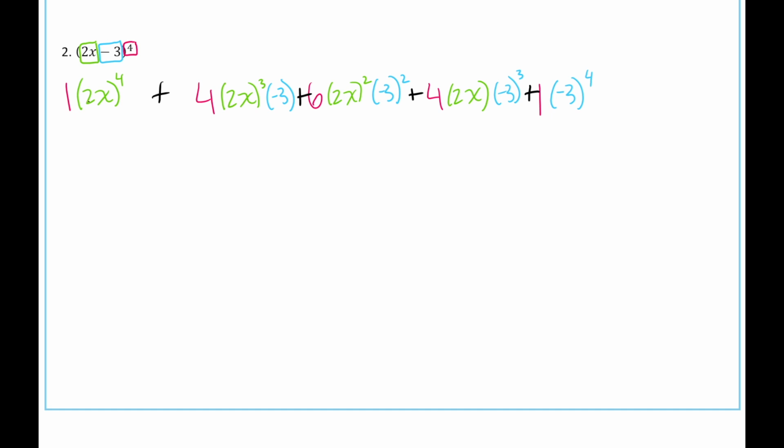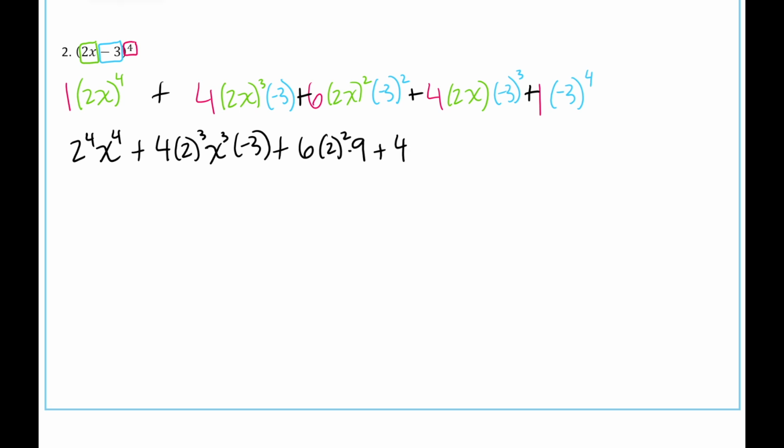And now it's time to simplify. I have 2 to the power of 4 here, as well as x to the power of 4, plus 4 times 2 cubed times x cubed, also times negative 3, plus 6 times 2 squared times negative 3 squared, which is 9. So I'm going to go ahead and multiply that. That's 9, okay. Plus 4 times 2x, well, that's 8x, times negative 3 cubed, which is negative 27, plus negative 3 to the power of 4, which is positive 81.